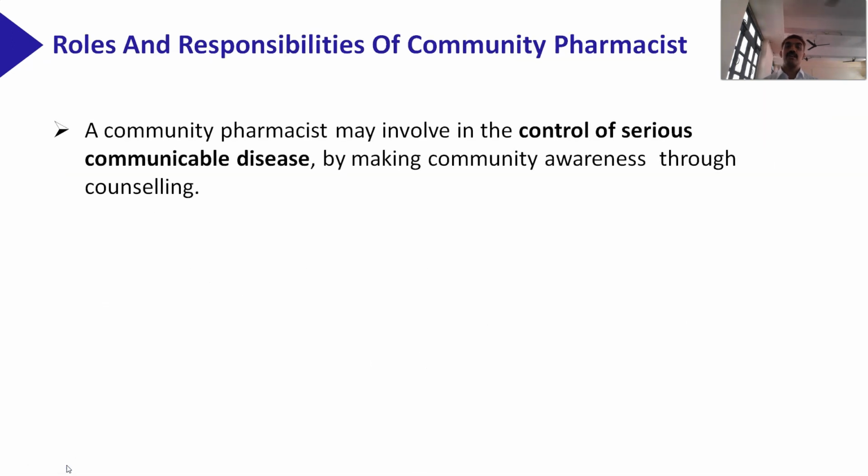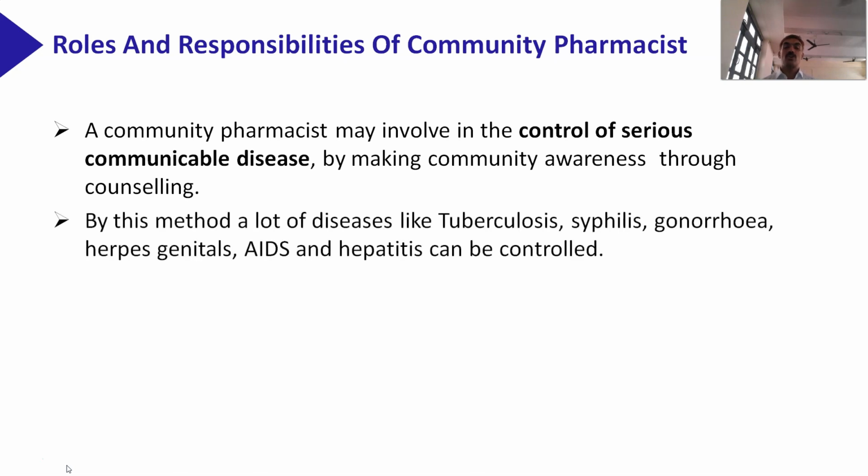A community pharmacy may be involved in the control of serious communicable diseases by making the community aware through counseling. By this method, many diseases like tuberculosis, syphilis, sexually transmitted infections, gonorrhea, herpes genitalis, AIDS, and hepatitis can be controlled.